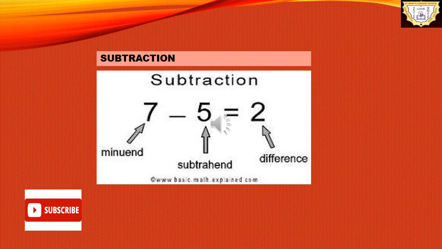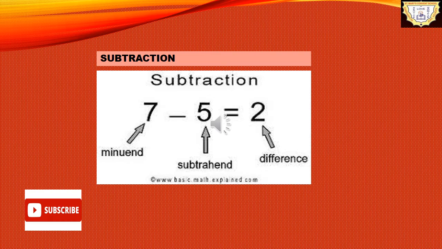Now we will learn about subtraction. So here in this example we are having 7 minus 5. 7 is the minuend, 5 is the subtrahend, and whatever we are getting after subtraction, that is the difference. Now the amount to be subtracted is called subtrahend. Here the amount to be subtracted is 5, so it's a subtrahend. Whereas the other amount is minuend. So whatever we are getting after subtracting these two numbers, we get a difference.